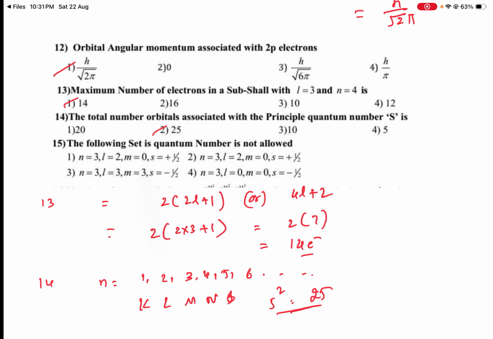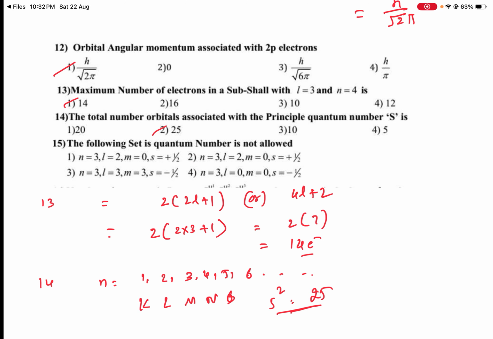Next, the following set of quantum numbers is not allowed. When n is equal to 4, l values range up to n minus 1, that is 3, so l equal to 2 is correct. Where l is equal to 2, m is 0 is possible. So the first one is the correct one.